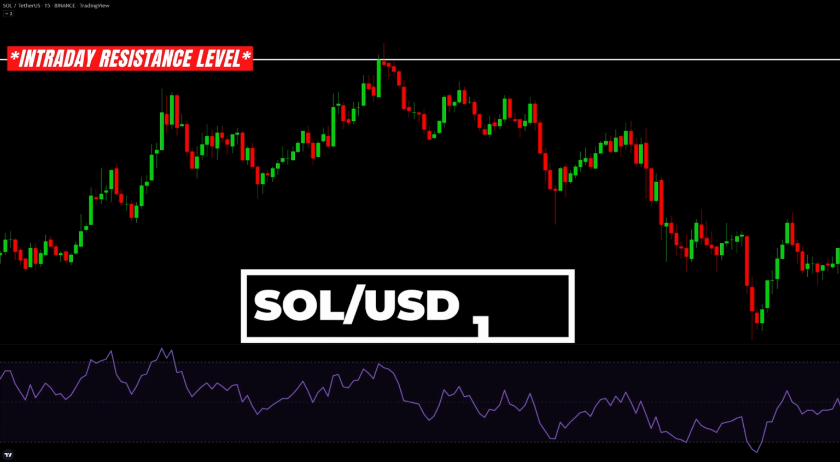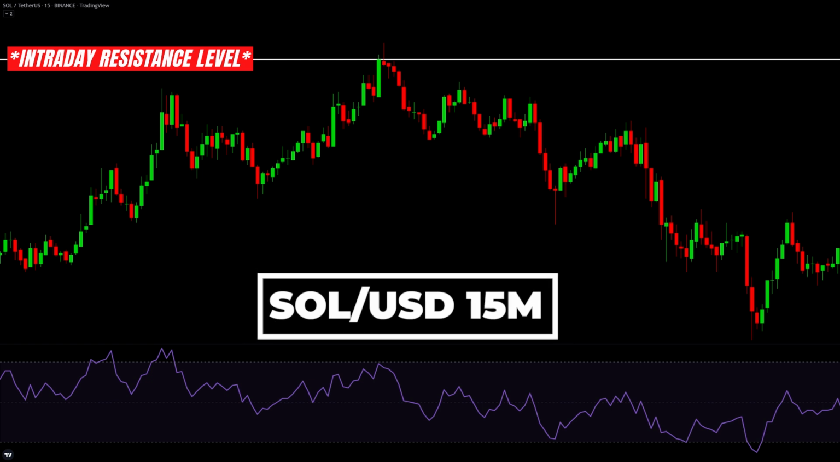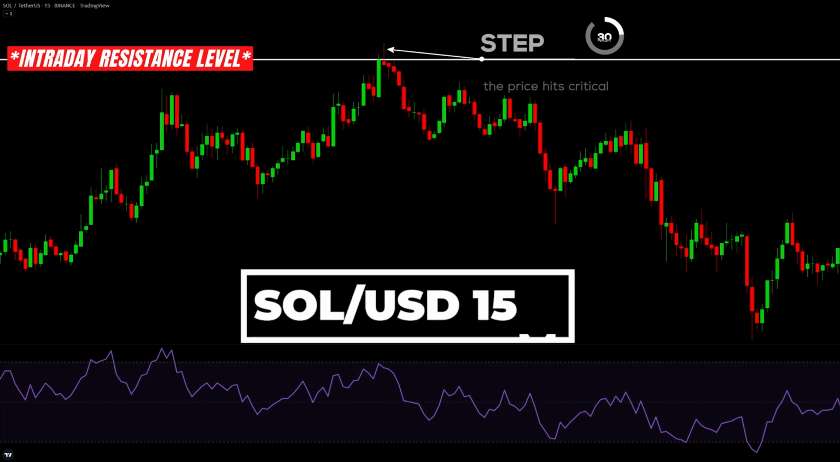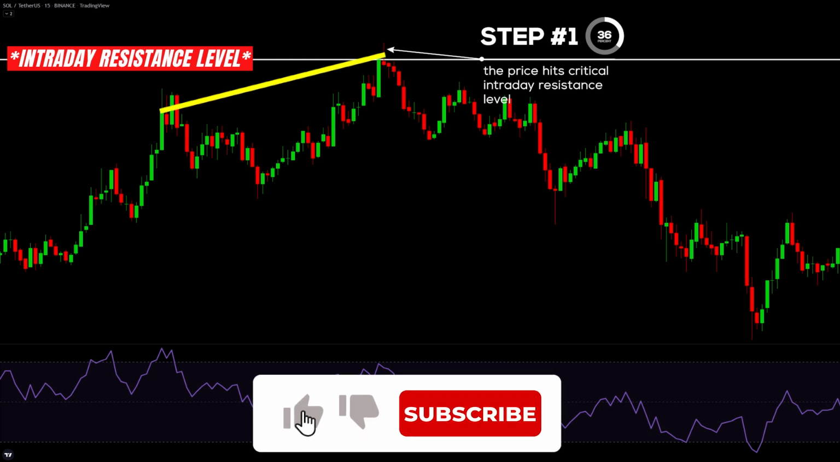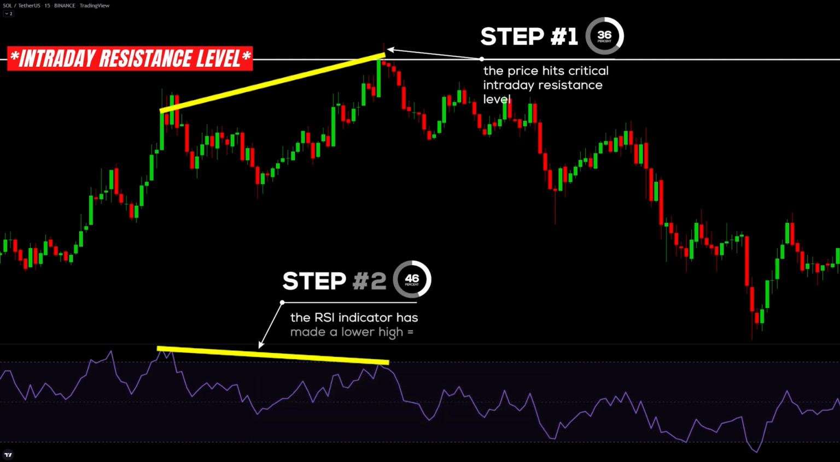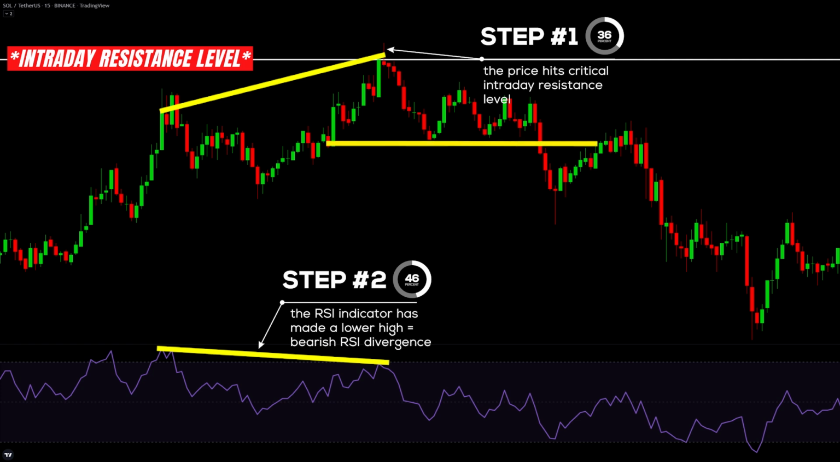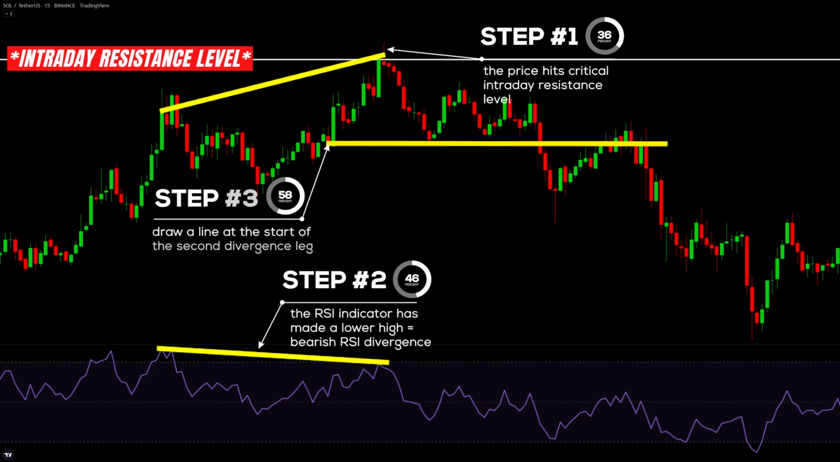Here's Solana, a 15-minute time frame. In this case, RSI regular divergence at a key support or resistance level will serve as a trigger event for us. As you can see on the chart, the price action has made a higher high, while the RSI indicator has made a lower high, indicating a regular bearish divergence. Now, we draw the line at the start of the second divergence leg right here.